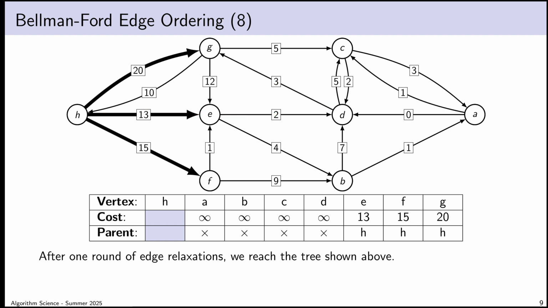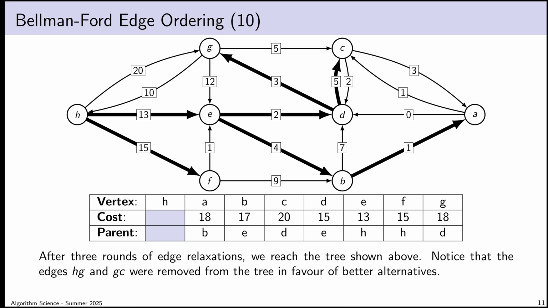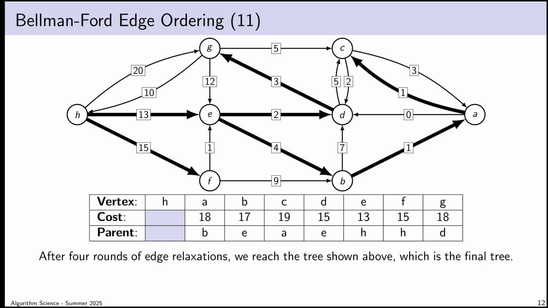But notice that after one complete instance of the inner loop, after relaxing all edges once, my tree is pretty small compared to what I had earlier, where I was able to do one iteration and get the full tree. After 2 rounds of edge relaxations, I have this. Okay, so my tree still doesn't contain everything. After 3 rounds, I have this, but this isn't the optimal tree. I actually have to go all the way to 4 rounds to reach the optimal tree.